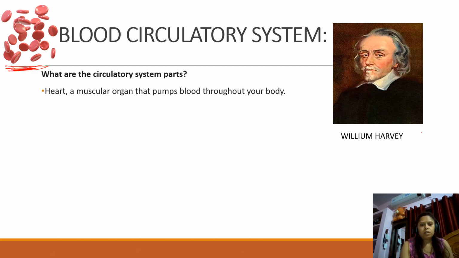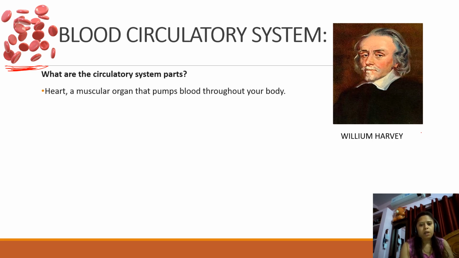Next, what are the circulatory system parts? Okay, first one is the heart. What is the heart? The heart is a muscular organ that pumps blood throughout your body. This is the only muscular organ which develops first in the fetus, and it starts pumping from birth till death. Once it stops working, it stops pumping, then the person will be no more.